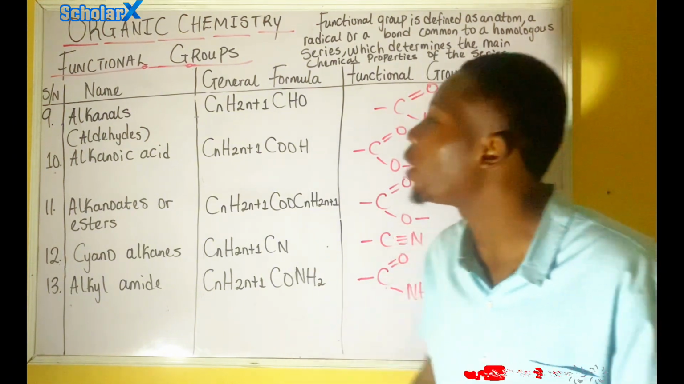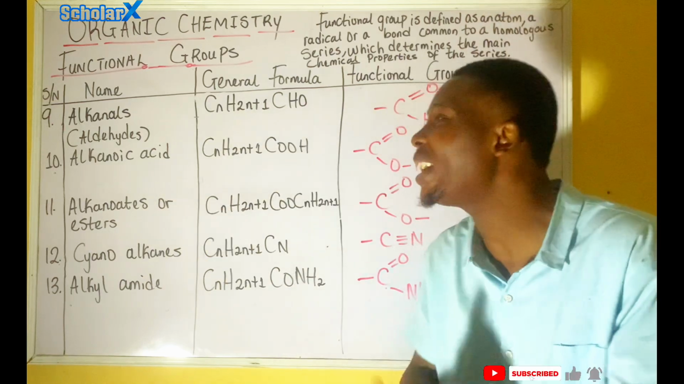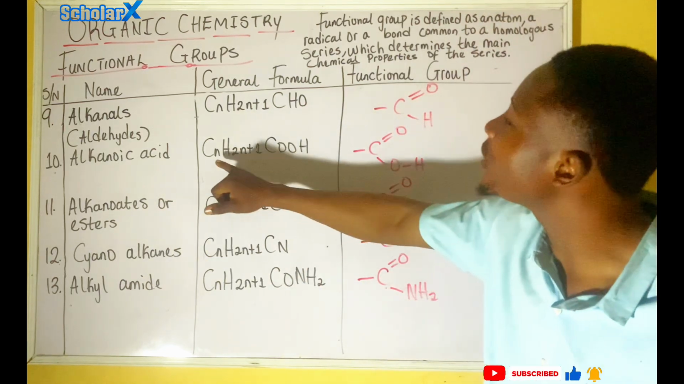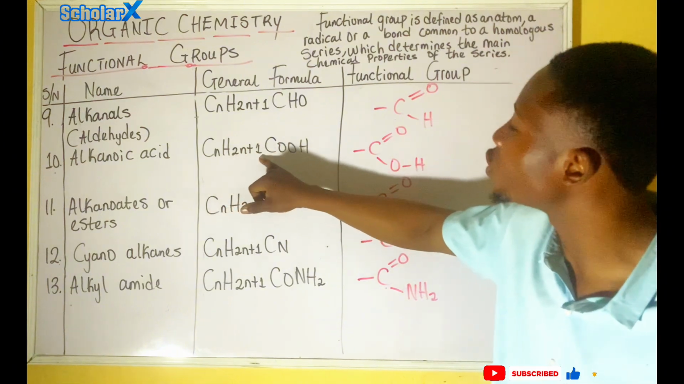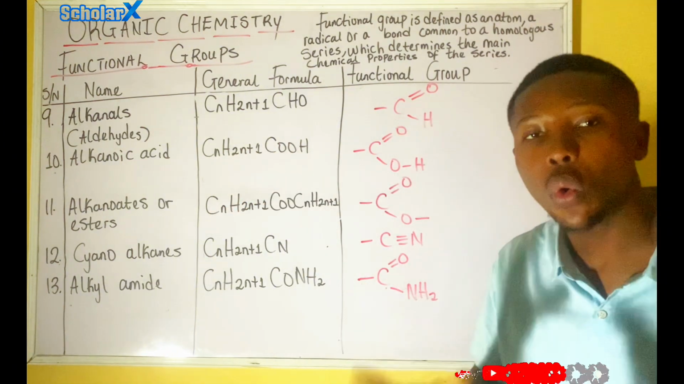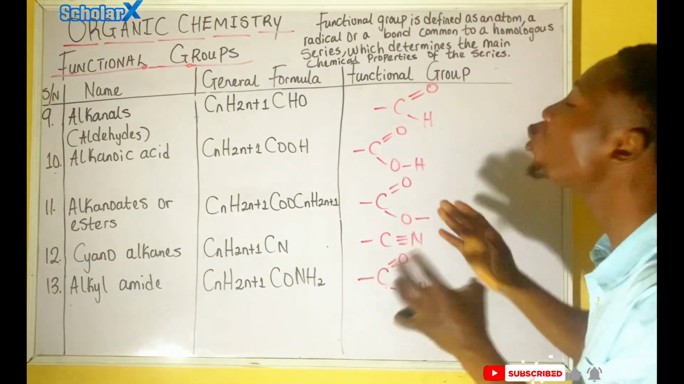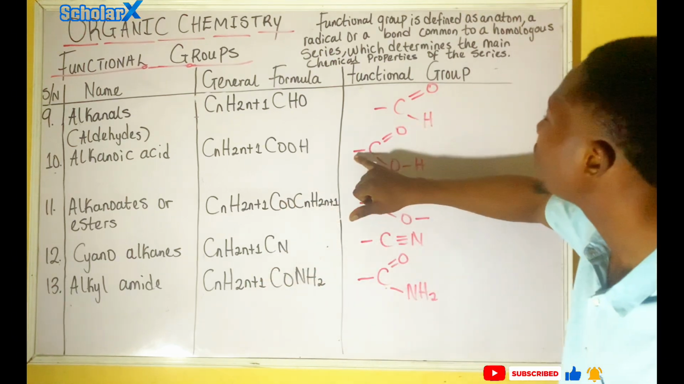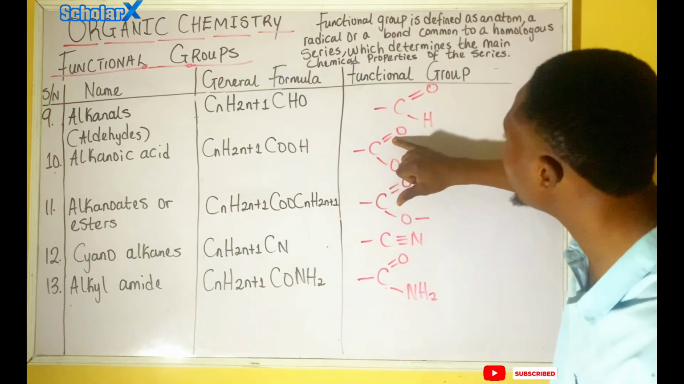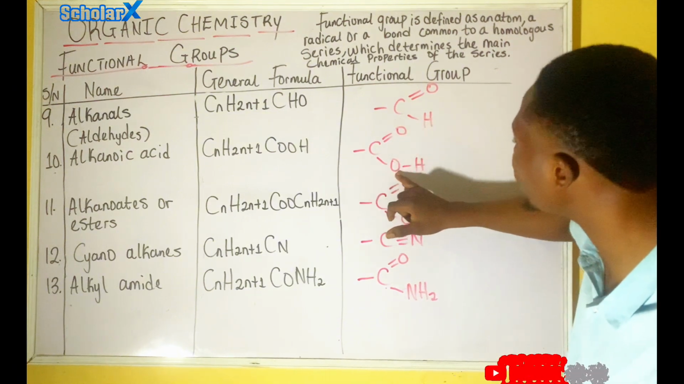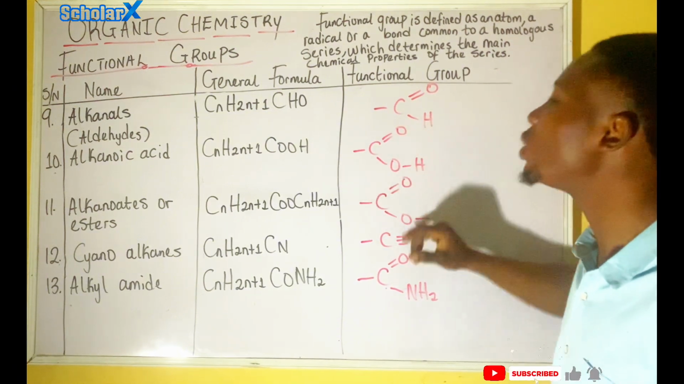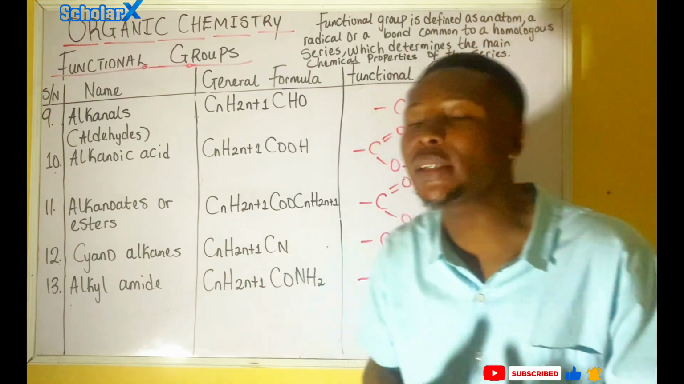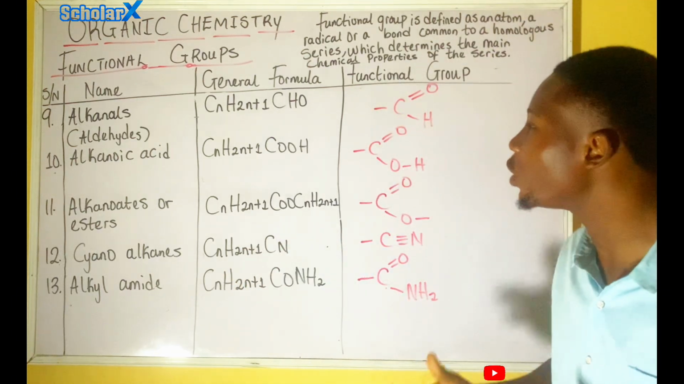Now the next one is alkanoic acid. Their general formula is CnH2n+1 COOH, and what you can use to easily identify them is their functional group. When you see carbon with a double bond with oxygen, and a single bond with oxygen and then hydrogen, you know that this belongs to the alkanoic acid family.